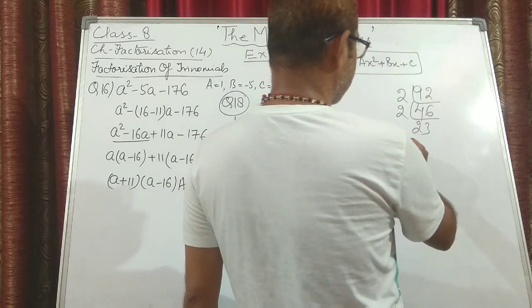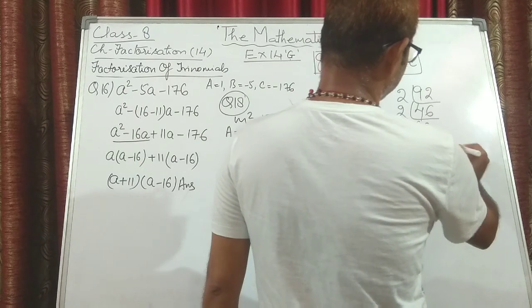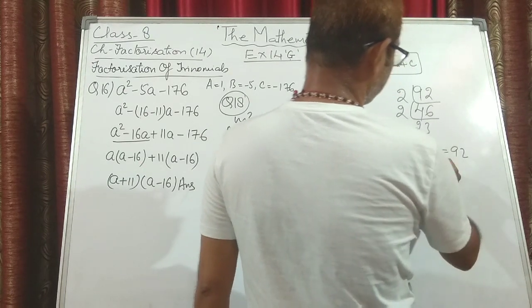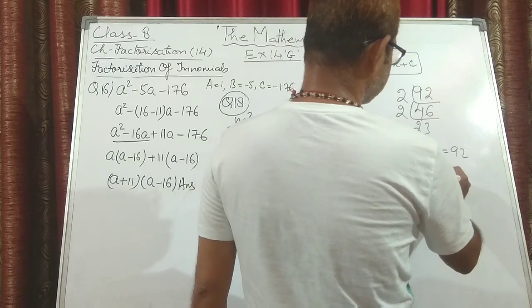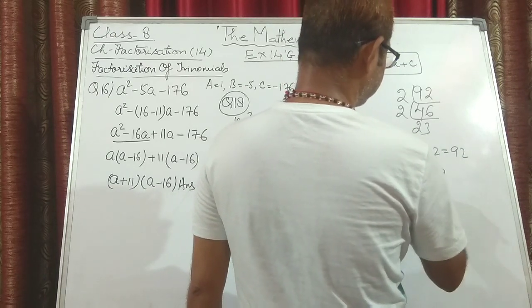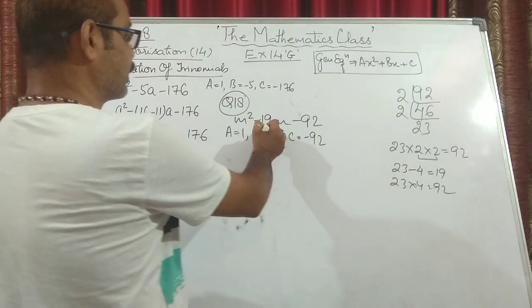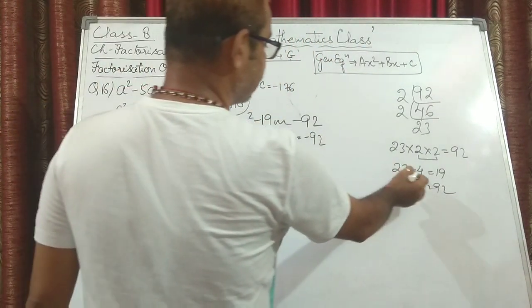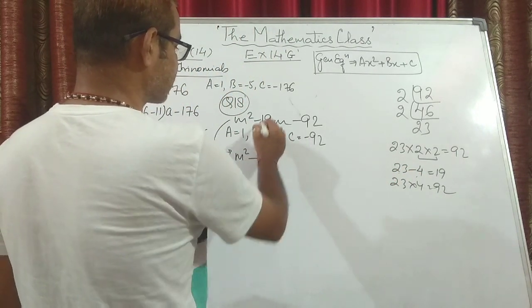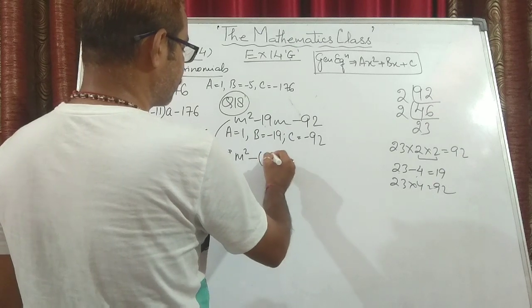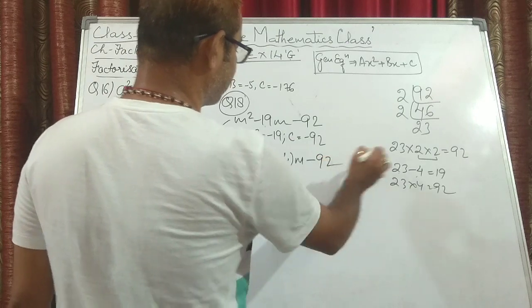Here you can see that 23 into 2 into 2 is equal to 92. This 2 and 2 will make 4. So 23 minus 4 is 19 and 23 into 4 is 92. So this 19 can be written as 23 minus 4. So m square minus 19m minus 92 can be written as m square minus 23 minus 4 into m minus 92.